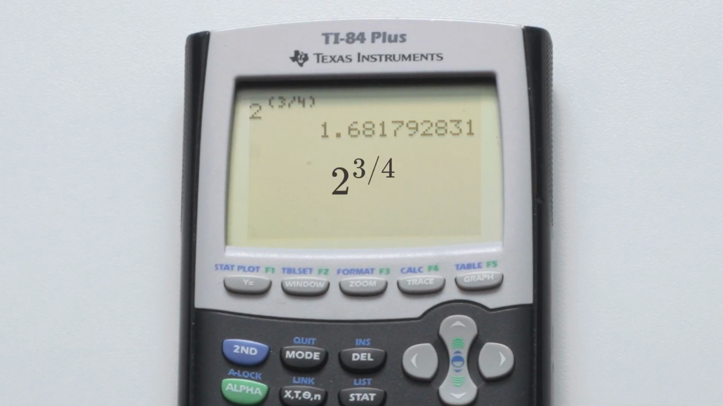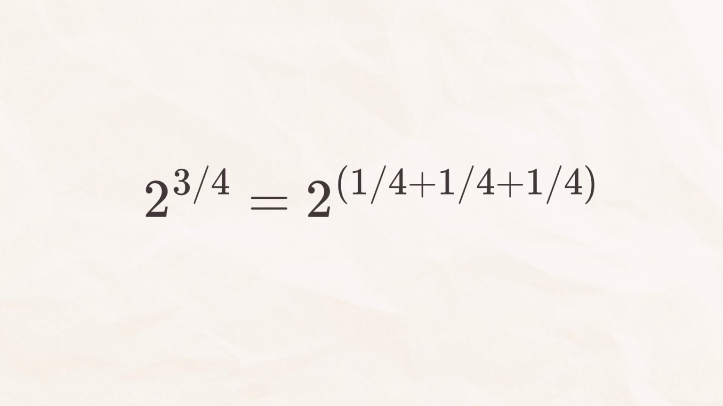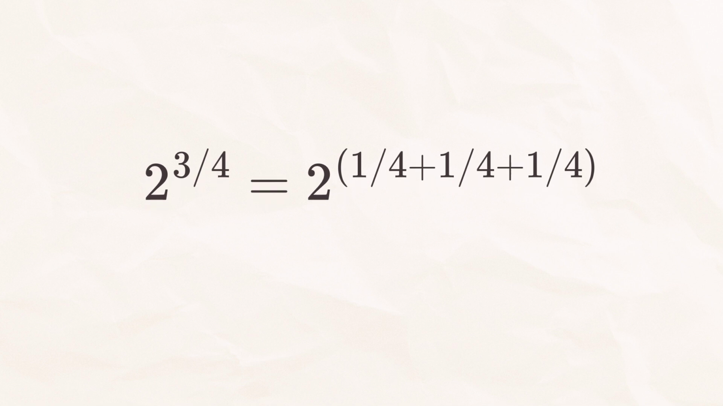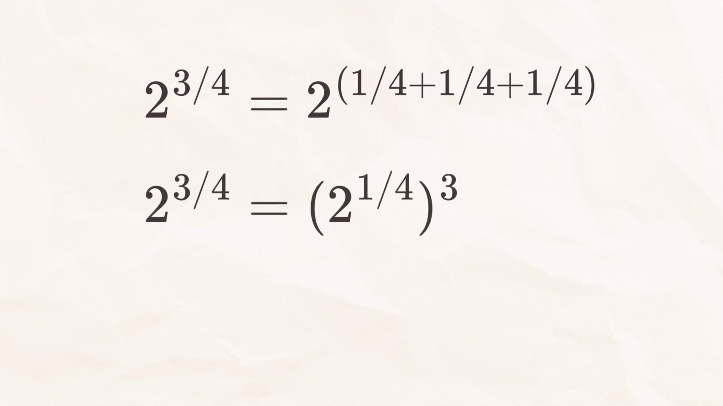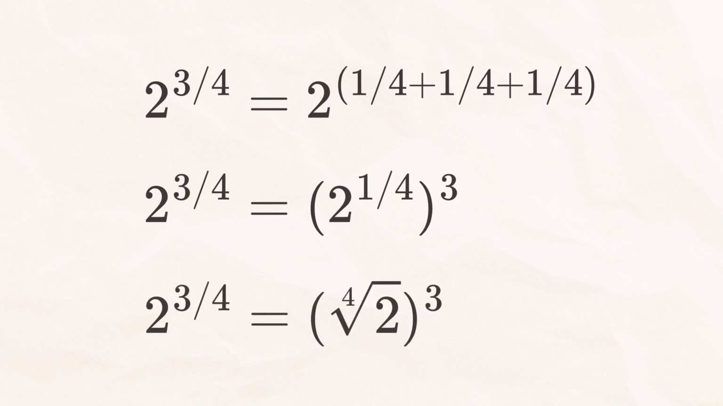To understand a bit about what's going on under the hood of this calculation, we can say 2 to the power of 3/4 is the same as 2 to the power of 1/4 plus 1/4 plus 1/4. To multiply numbers with the same base, we add the exponents. So we can say that 2 to the power of 3/4 is the same as 2 to the power of 1/4 raised to the power of 3. And we know that 2 to the power of 1/4 is the same as the fourth root of 2. So 2 to the power of 3/4 is the same as the fourth root of 2 raised to the power of 3. We could also evaluate this expression in the calculator.